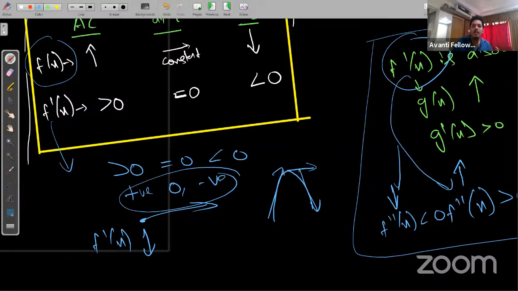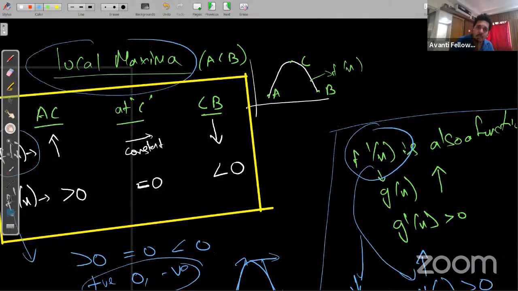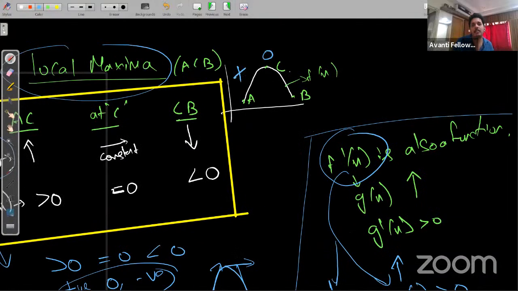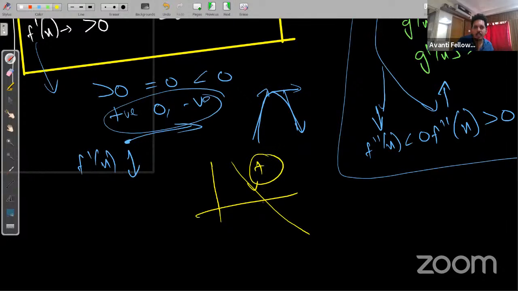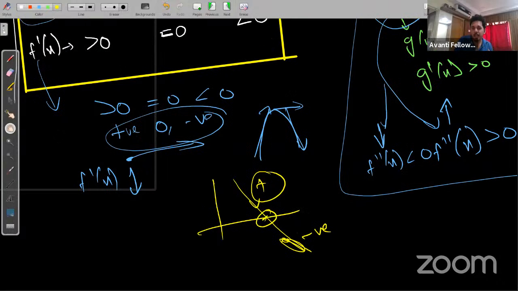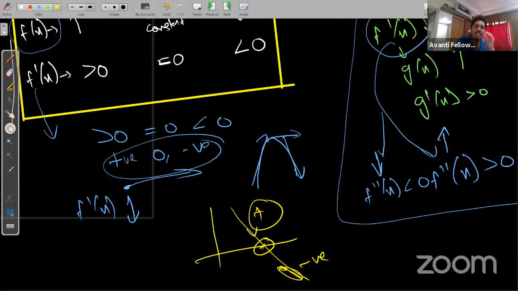I'm repeating it again. For my local maxima, for local maxima, what is happening to my f dash of x? It is positive, and it is 0, and it is negative. So positive, 0, negative means what? If I draw a curve for my f dash of x, it goes on like this, na? First it is positive, and then it is 0, and then it is negative. Guys, understood what I am saying? So for local maxima, can I say my f dash of x function is decreasing or not?